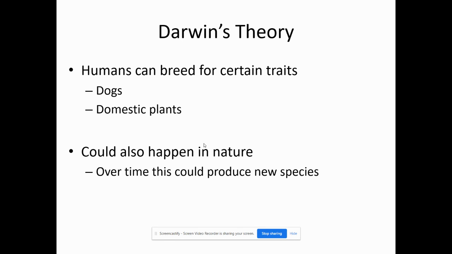Some other things Darwin kind of noticed was that we can breed for certain traits. We look at dogs, we purposely breed for certain traits, or domestic plants and things like that. And he said, well, if we can do this, eventually in nature, it could happen as well. Kind of just naturally, it would take hundreds and thousands of years potentially, but these dogs could naturally just breed together to create a new breed of dog, or plants could cross pollinate and we could get new plants. And so we say, well, nature can probably do this as well, just not as fast.